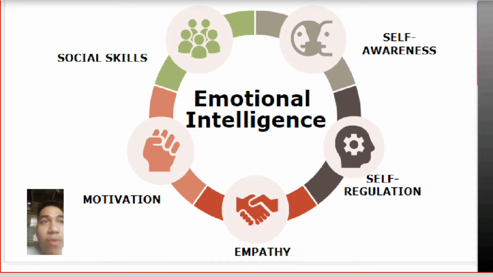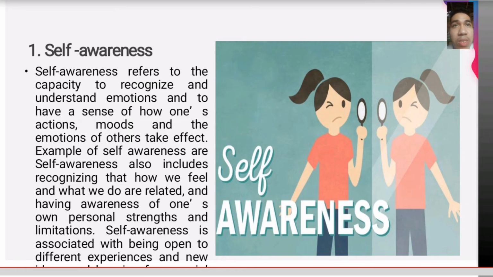Here are the 5 concepts of emotional intelligence: social skills, motivation, empathy, self-regulation, and self-awareness, as you can see on the screen. Below are examples of the 5 components. Number 1, self-awareness. Self-awareness refers to the capacity to recognize and understand emotions and to have a sense of how one's actions, moods, and the emotions of others take effect. Self-awareness also includes recognizing that how we feel and what we do are related, and having awareness of one's own personal strengths and limitations. It is associated with being open to different experiences and new ideas and learning from social interactions.